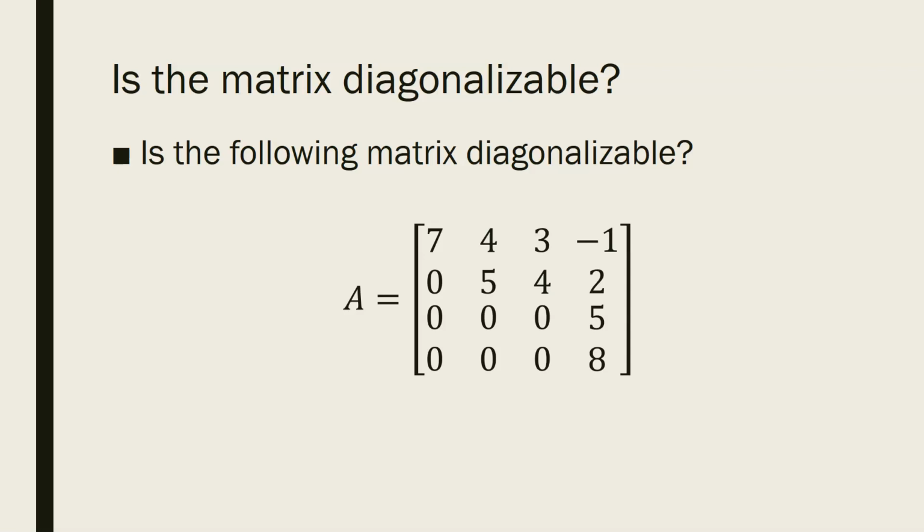All right, hopefully you've caught on that this matrix is diagonalizable. If you look at the eigenvalues, 7, 5, 0, 8, they are all distinct. So we have a 4 by 4 matrix with 4 eigenvalues, all distinct: 7, 5, 0, and 8. Therefore, each of them is going to correspond to an eigenspace, and the dimension of each of those eigenspaces has to be 1. So yes, this is diagonalizable because we have 4 distinct eigenvalues.